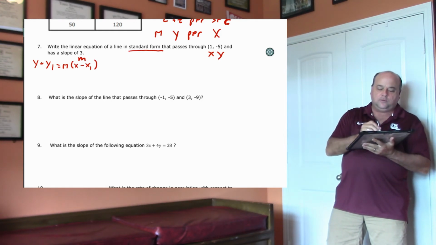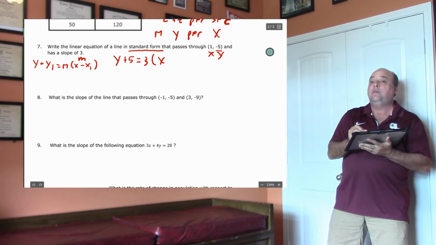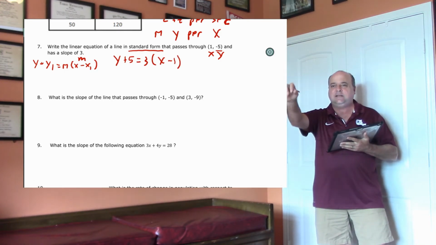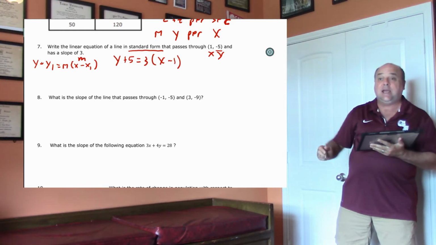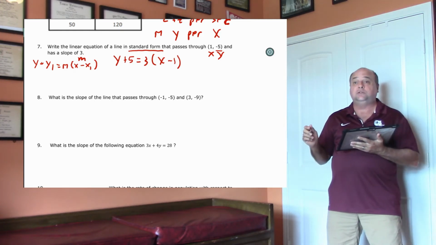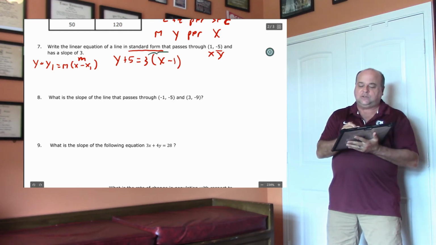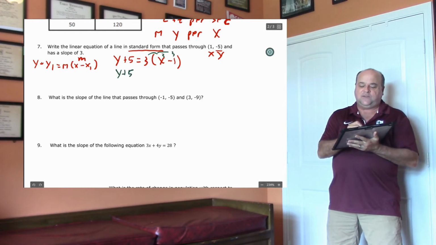Okay, so let's go through this. We're going to do y, the opposite of negative 5 is a positive 5, equals, our slope is 3, parentheses x, the opposite of positive 1 is a negative 1. When you put the y and x in there, you're putting the opposite numbers. Now then, this is going to be a piece of cake because there's no fractional slope, is there? So we don't have to get rid of a fraction. So we're just going to take this 3 and distribute it. And we're going to have y plus 5 equals 3x minus 3.